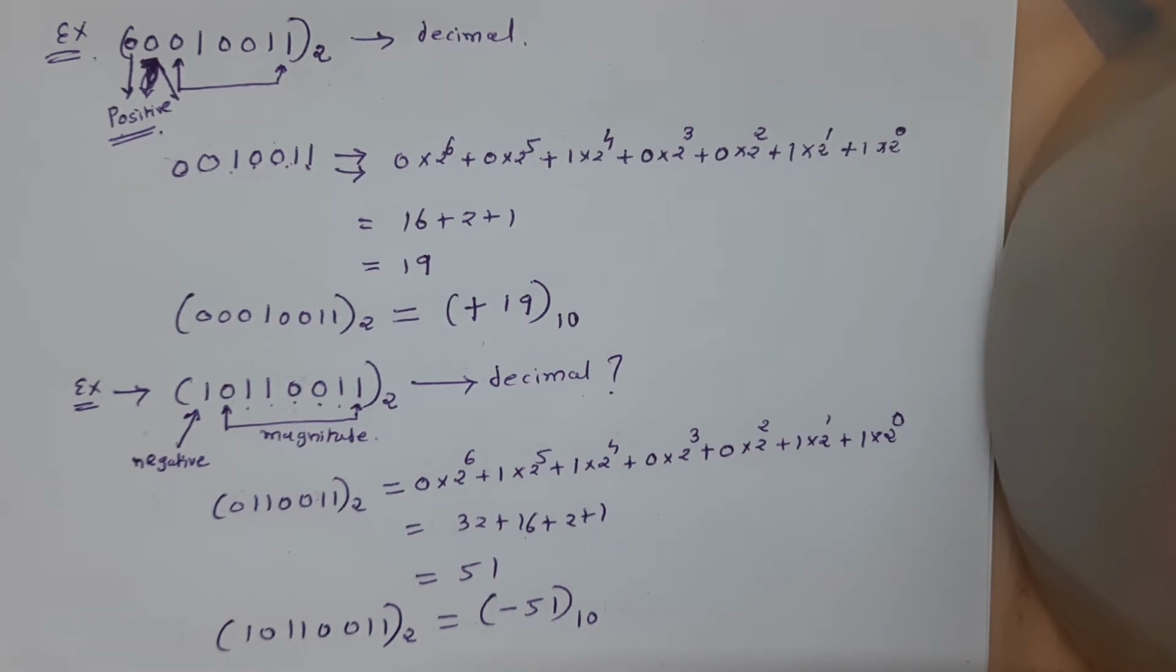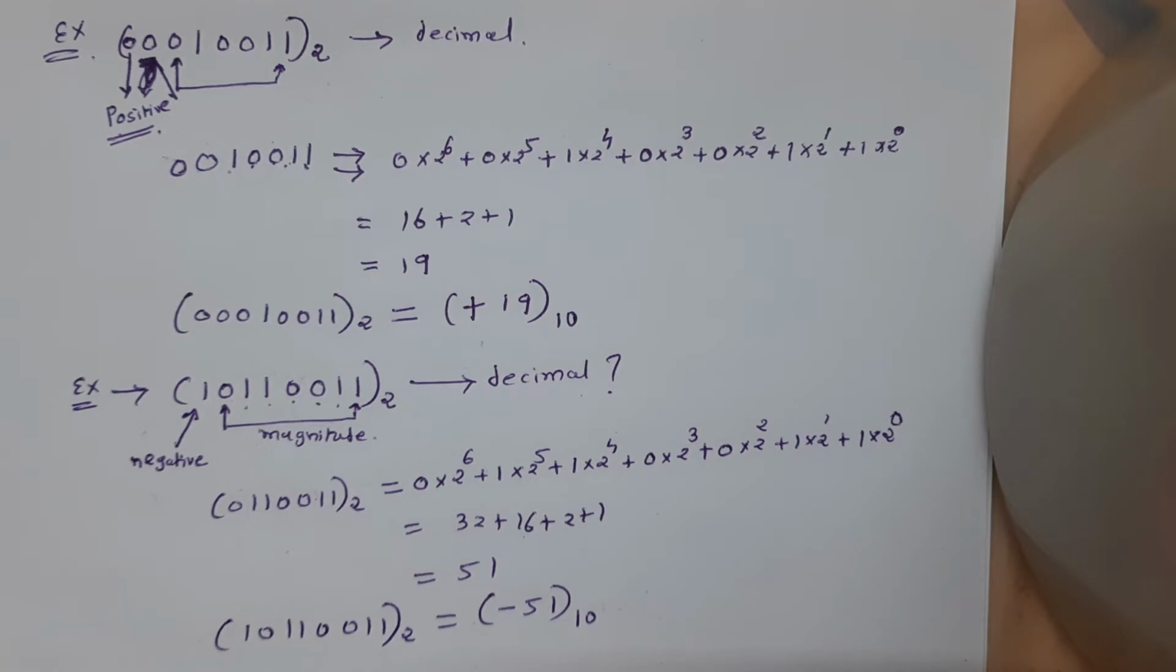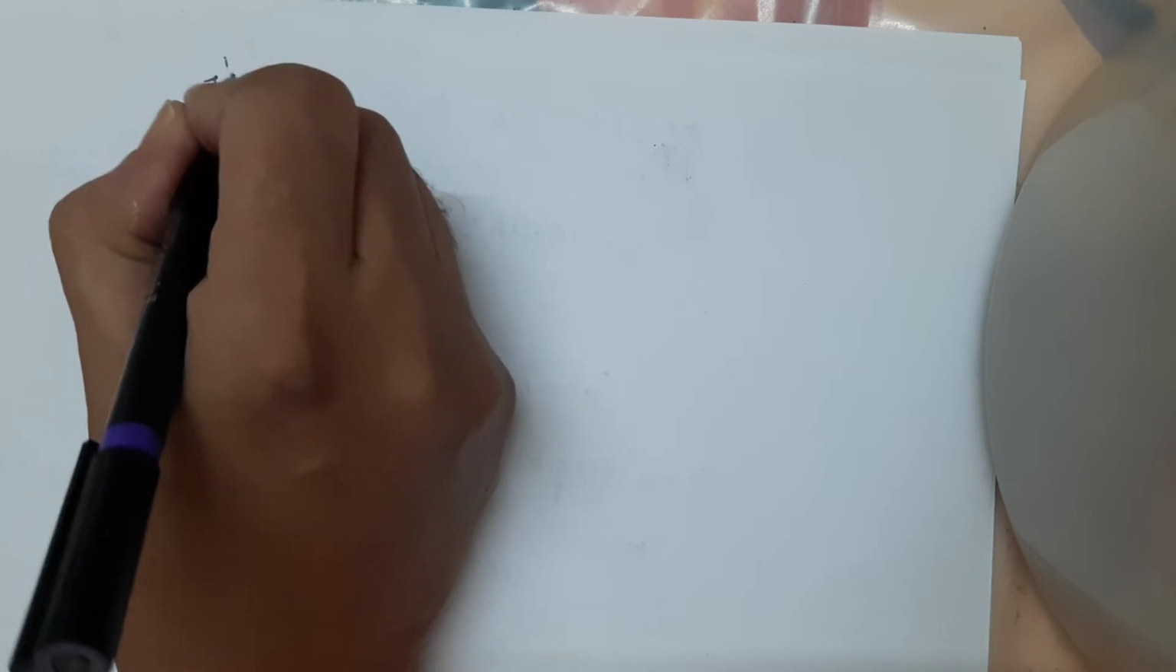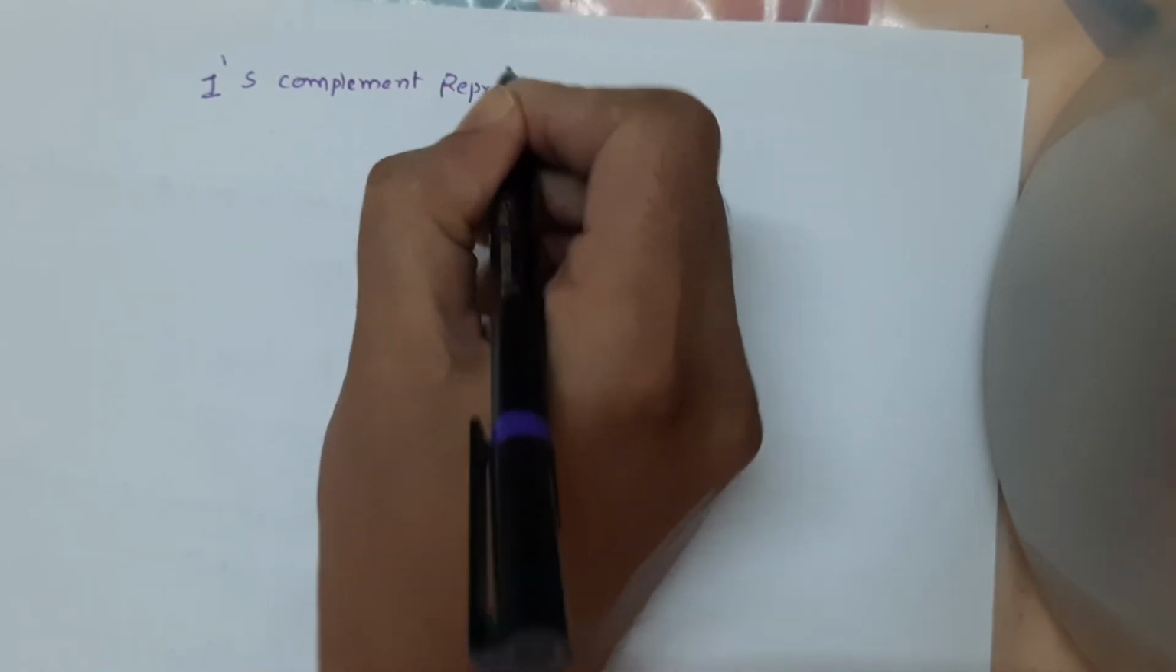In this way we can convert. The first method, that means the sign magnitude representation, we have discussed. Now we discuss the second method. The second method is ones complement representation.